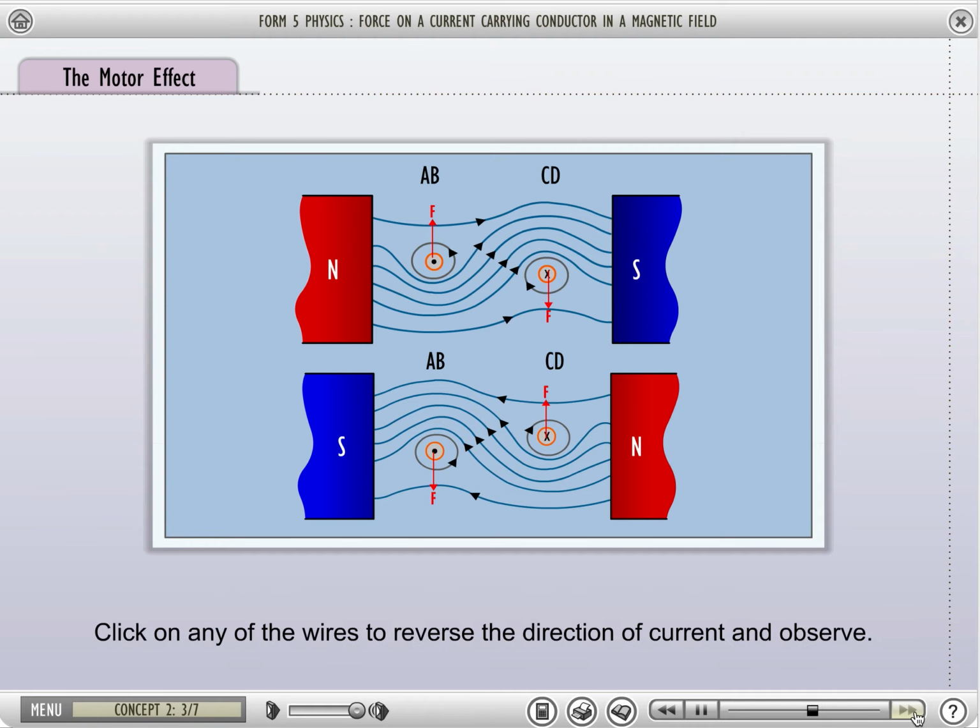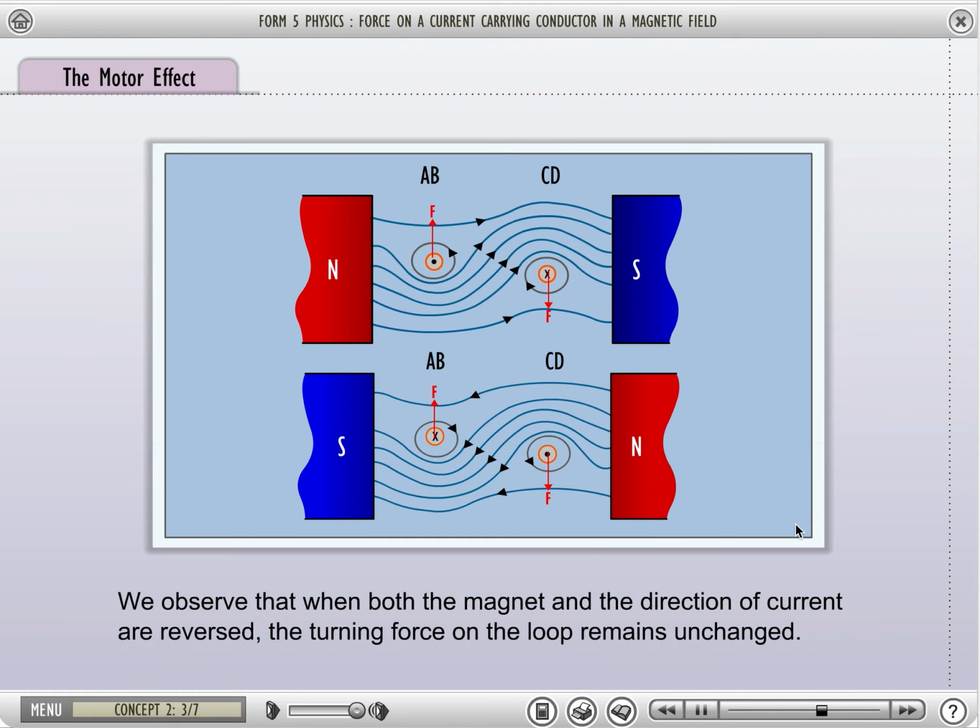Click on any of the wires to reverse the direction of current and observe. We observe that when both the magnet and the direction of current are reversed, the turning force on the loop remains unchanged.